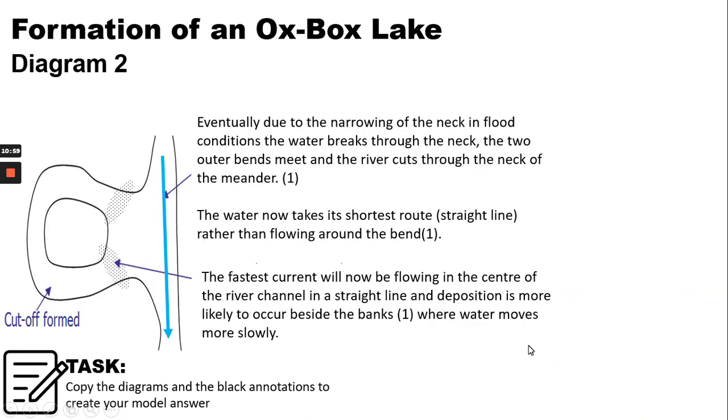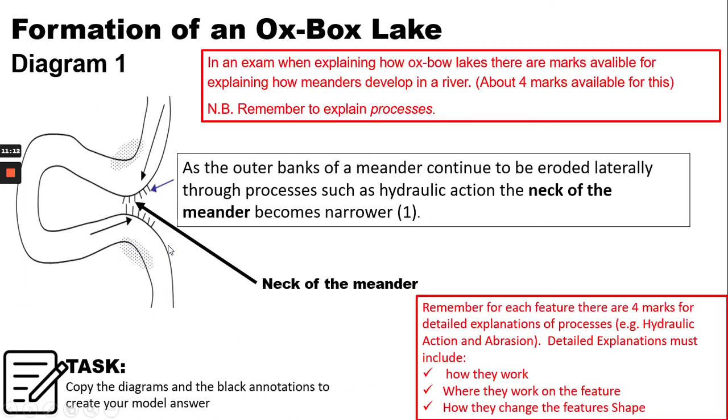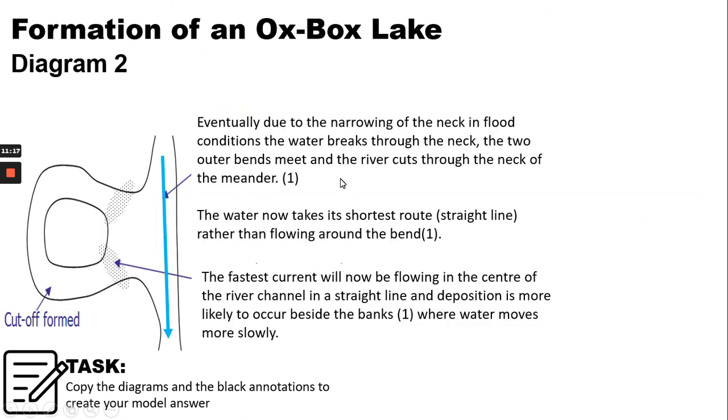Next mark. Eventually, due to the narrowing of the neck in flood conditions, it's really important you mention flood conditions there, the water breaks through the neck, so it overtops the bank, or that neck here. The water would overtop in a flood. What actually happens there is it breaks through, the two outer bends meet, and the river cuts through the neck of the meander, 1 mark. The water now takes its shortest route in a straight line, represented by that blue arrow of flow that I put in, rather than flowing around the bend as it did before. And that gets you a mark.